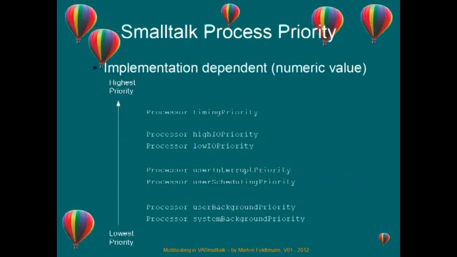As with all process priorities, Smalltalk also has different process priorities. Normally we use the user scheduling priority or the user background priority. These are the normal process priorities the users are working with. For system purposes, we have timing priority, high I/O priority, low I/O priority, or the system background priority.